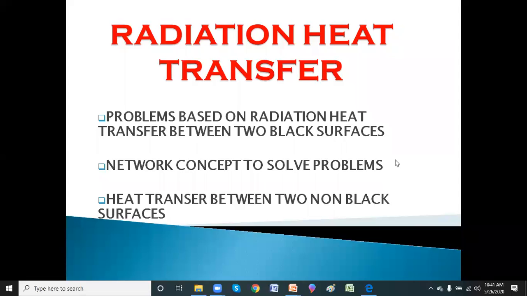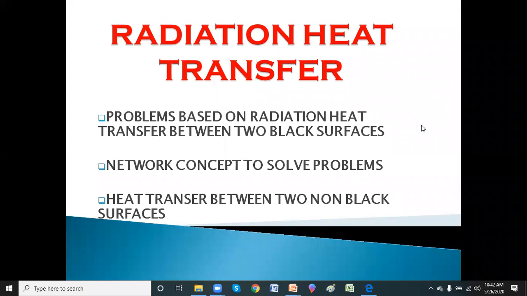Then we discussed in the last class the heat transfer between two non-black surfaces. The problems we discussed for black surfaces will appear again for non-black surfaces, because in the case of black surfaces, we assume the emissivity or absorptivity of the surface is 1, that is, epsilon is 1. But what happens with non-black surfaces? Because the surfaces are non-black, there is some emissivity, which is the ratio of the emissive power of a body to the emissive power of the black body. The emissivity of the surface will be given in the problem.